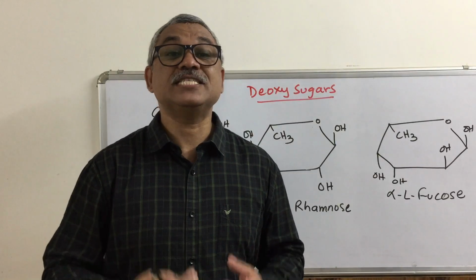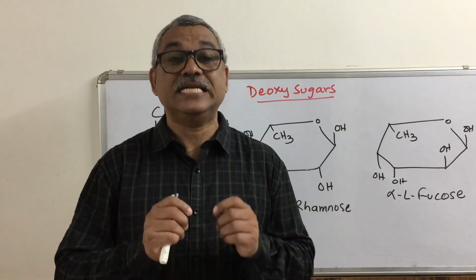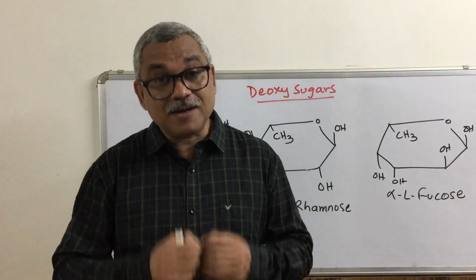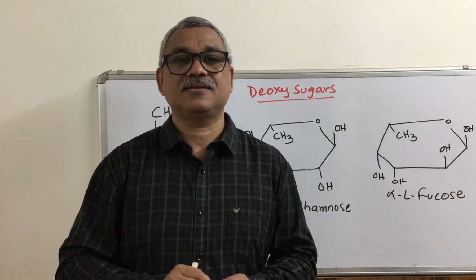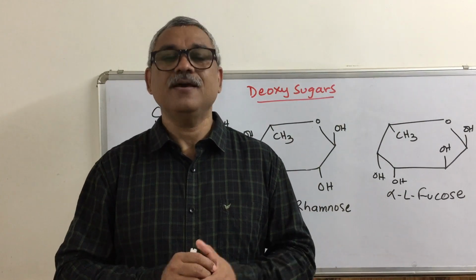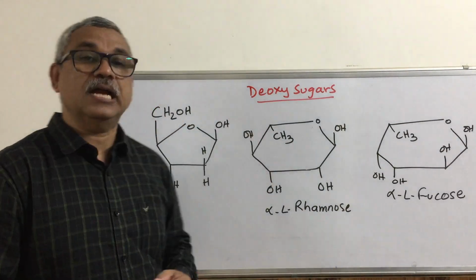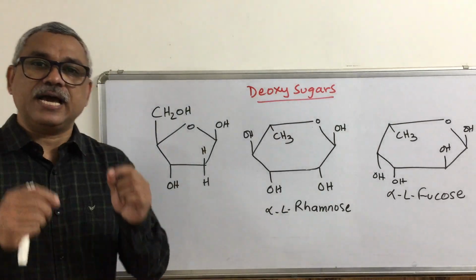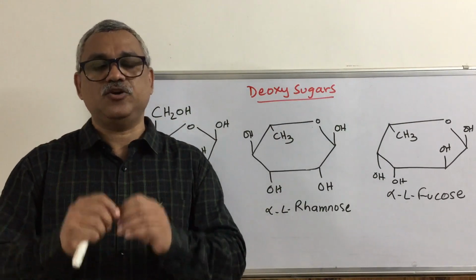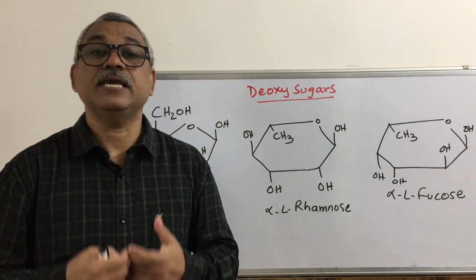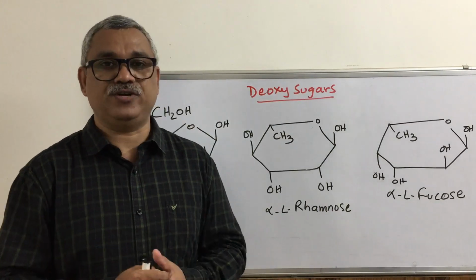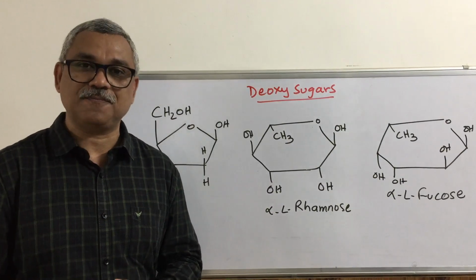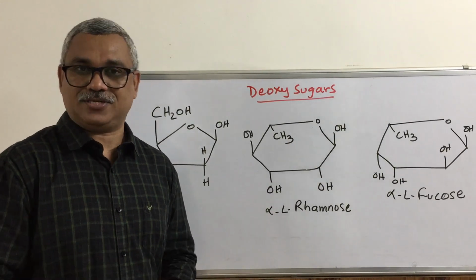We are continuing our discussion about carbohydrate derivatives. In the earlier video, we discussed elaborately about various amino sugars. In this video, we will discuss deoxy sugars. Deoxy sugars means one of the hydroxyl groups will not have the oxygen. It is removed. There are three classic examples of deoxy sugars which are found in nature.